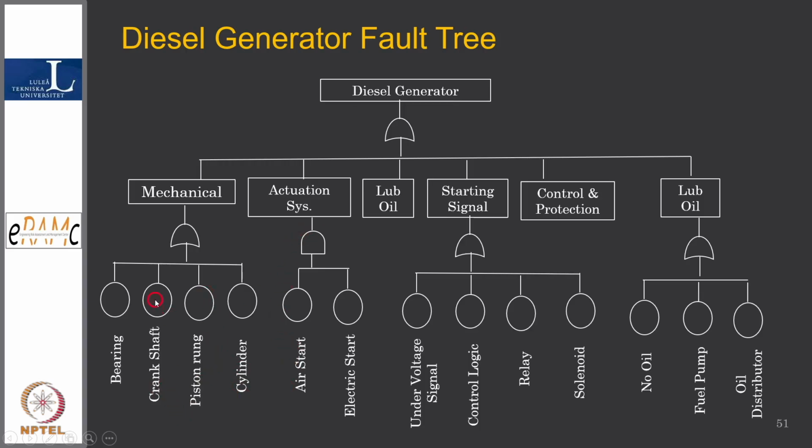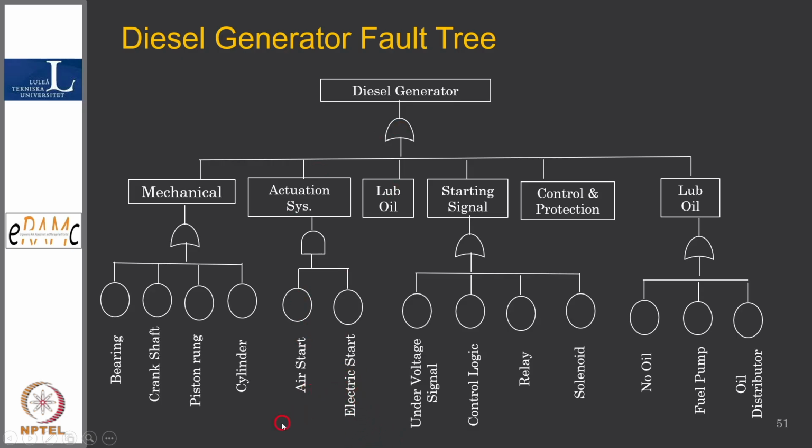If any one of them fails, then we have diesel failure, because everywhere it is connecting through an OR gate. But here you see the actuation system. There are two systems to start a diesel generator: air start, compressed air start, or electrical motor start. So these two are there. Unless both fail, this will not go on top. So if the air start has failed, the electric start is available and the system is a success, and the event will remain here. And that is the advantage of redundancy.